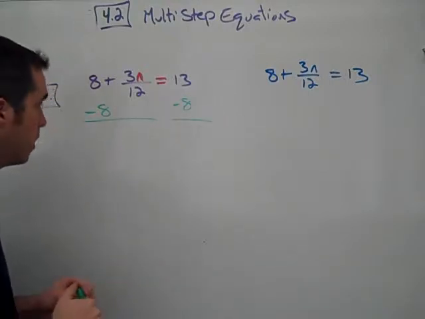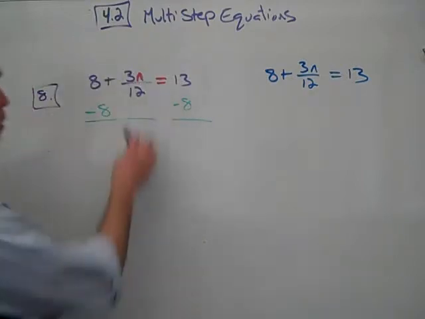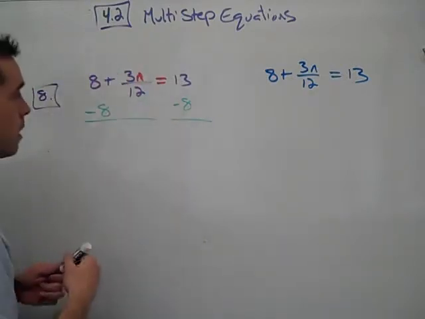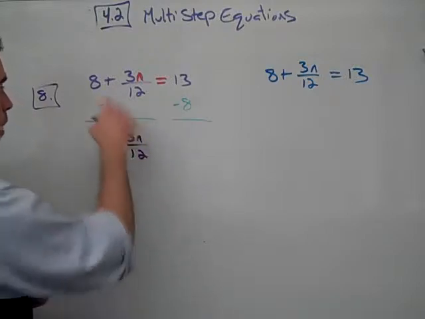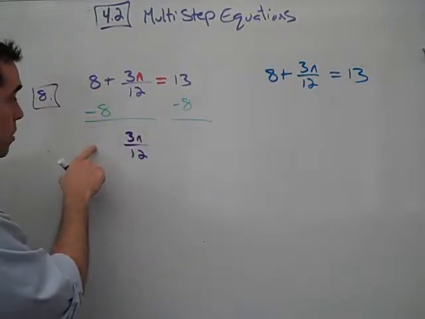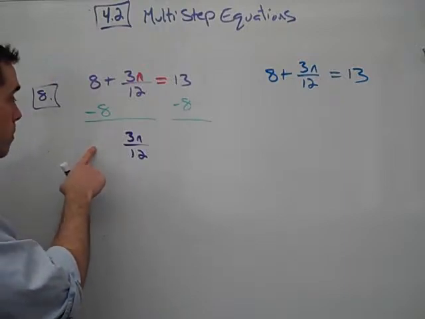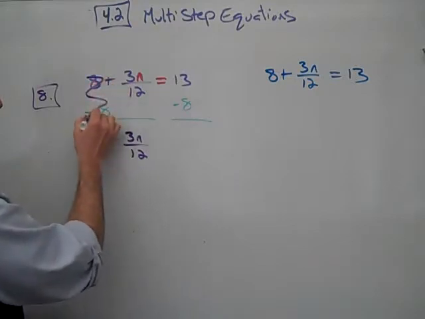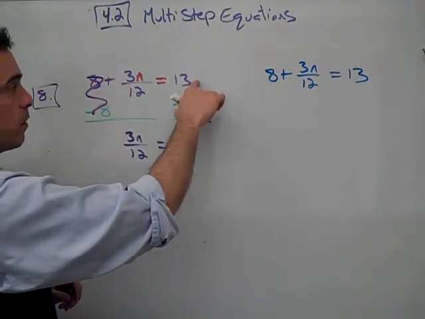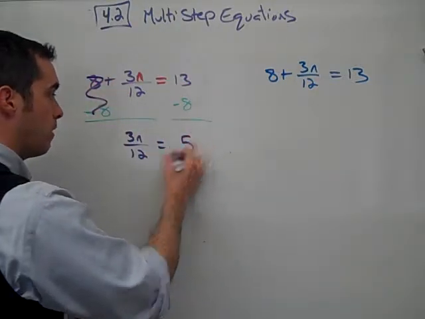Now we'll simplify both the left and the right side. So all of this, minus 8, leaves us with 3n over 12. A plus 8 and a minus 8 are 0. I combined them because they're like terms. And 0 plus this just leaves us with that. These cancel. On the right side, we have 13 minus 8, which is 5.